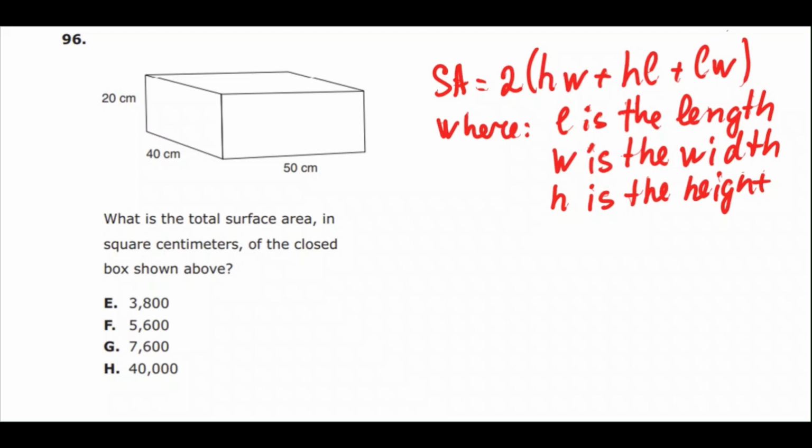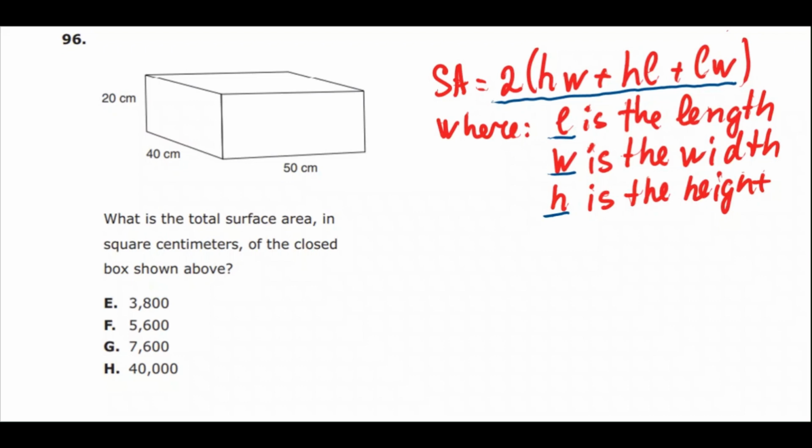Problem 96. What is the total surface area in square centimeters of the closed box shown above? To find surface area, use the formula SA equals 2 times (H times W plus H times L plus L times W), where L is the length, W is the width, H is the height of the rectangular prism. This formula accounts for the areas of all 6 rectangular faces of the prism.